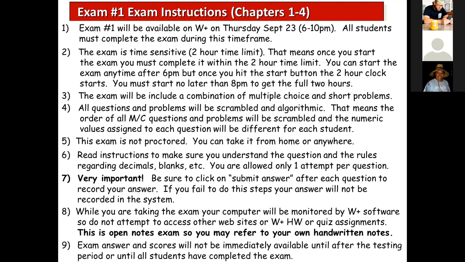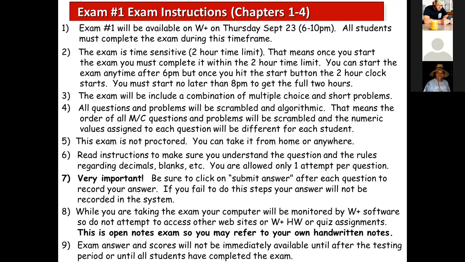And your scores won't be posted until everybody finishes the exam. And that's it. Yeah, go ahead. Asking for clarification regarding number 8. So it's open notes, but not open book. Are we allowed to use the book through Wiley Plus? I'm sure you'll be able to access the book. Yeah. Okay. But I wouldn't attempt to go and look at your homework or your quiz assignments.